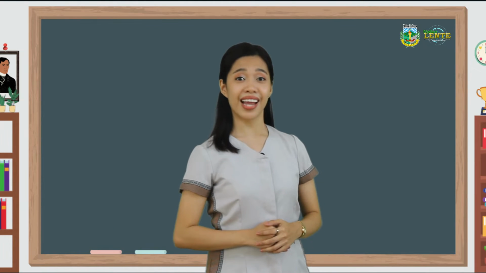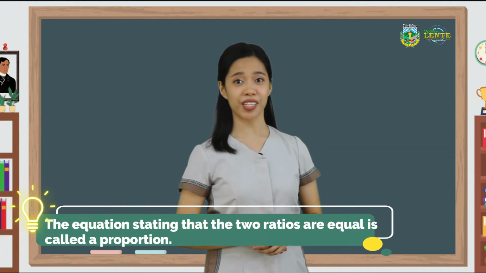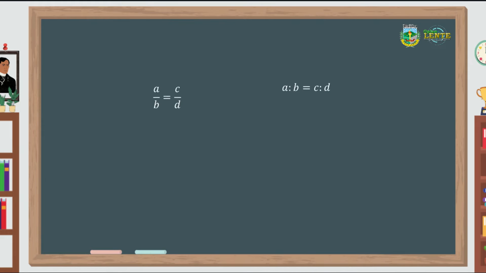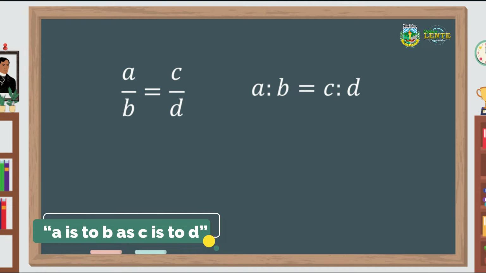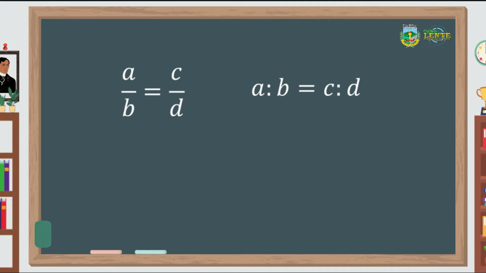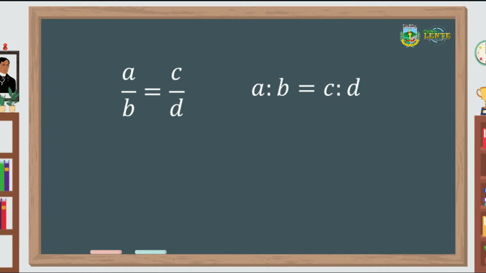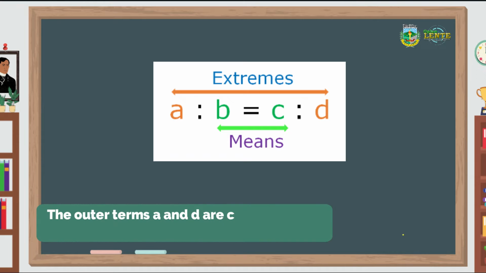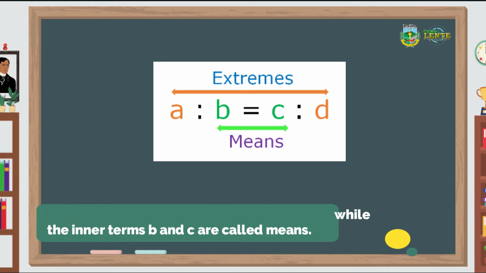Now, let's talk about proportion. The equation stating that two ratios are equal is called a proportion. In symbols, it can be read as A is to B as C is to D, and A is to B is equal to C is to D. In the proportion A is to B as C is to D, the outer terms A and D are called extremes, while the inner terms B and C are called means.